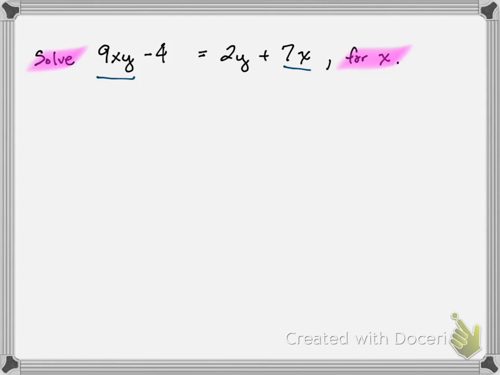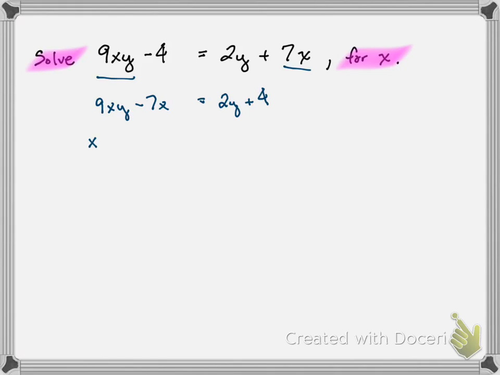So once again, we want to move any term with an x to one side and everything else to the other. It's okay to go to the left, it's okay to go to the right, it's completely up to you. I will go left. And so my first step, I have 9xy minus 7x is equal to 2y plus 4. So I've added 4 to both sides, I've subtracted 7x from both sides.